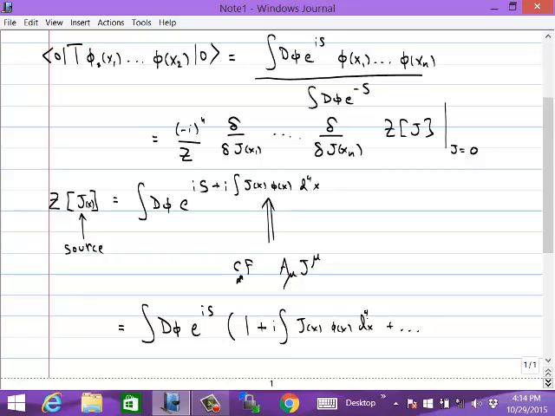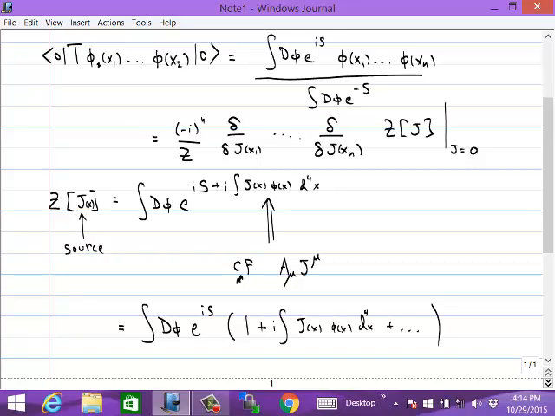Okay. So then if you look, for example, at the term that's linear in j, what does that thing include in it? Well, it includes all of the terms that look like integral d phi e to the S of phi of x. So if you wanted to compute the one-point function of phi, the expectation value of phi of x, then the way that you would do that is you would compute Z to first order in j.